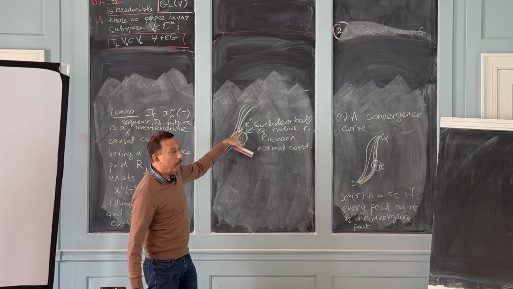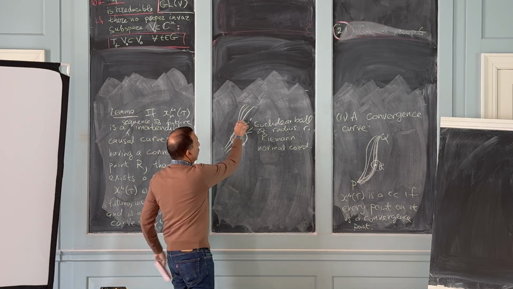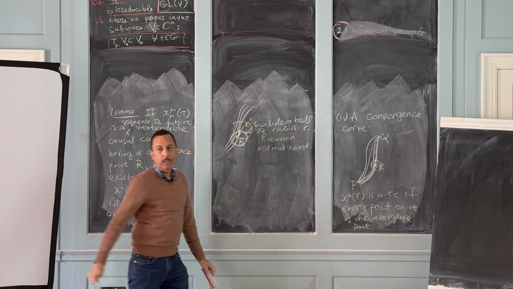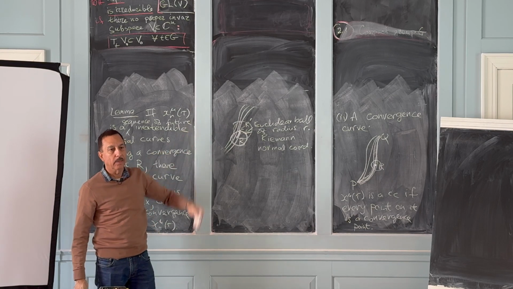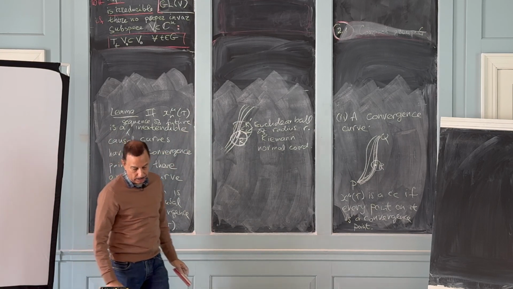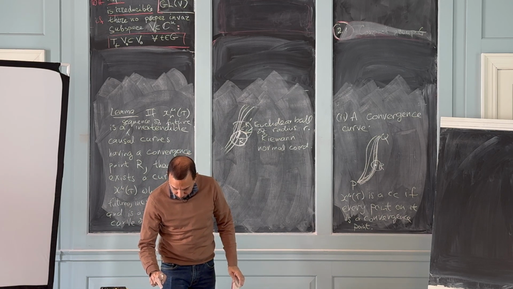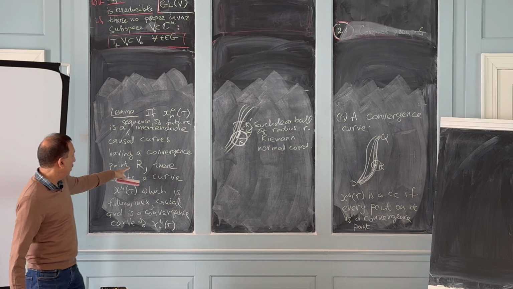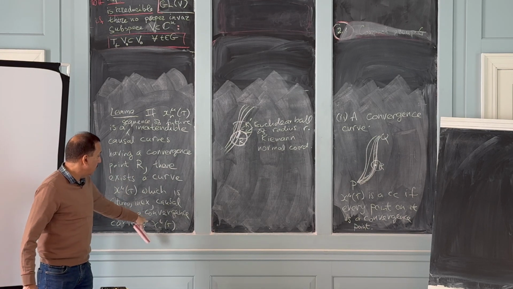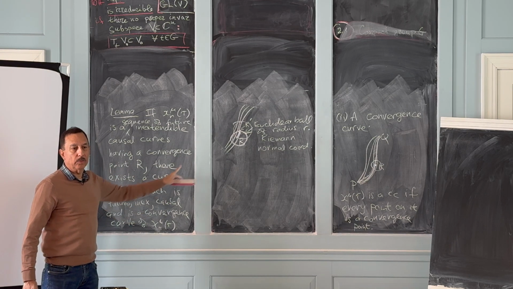Now I start with r prime, define a new ball, and I can extend this, and by doing this I can extend this indefinitely. So this is Geroch/Wald's proof of this theorem, which says that given a convergence point, there's an entire convergence curve through that point.